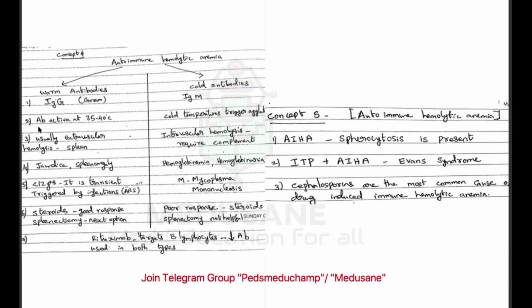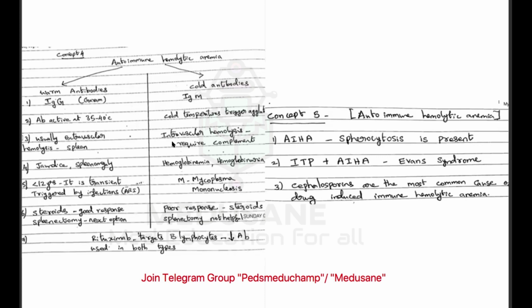As you know, warm means the antibodies are active at almost body temperature, so at 35 to 40 degrees Celsius the hemolysis is going to happen. But cold antibodies are going to be active during cold temperatures. So when the environmental temperature becomes cold, in the winter season, the cold temperature is going to trigger the agglutination. So hemolysis occurs at this point. And with IgG, hemolysis is extravascular, predominantly in the spleen.